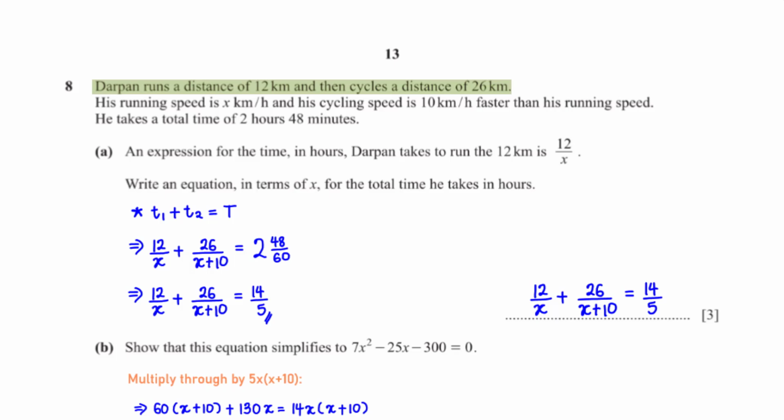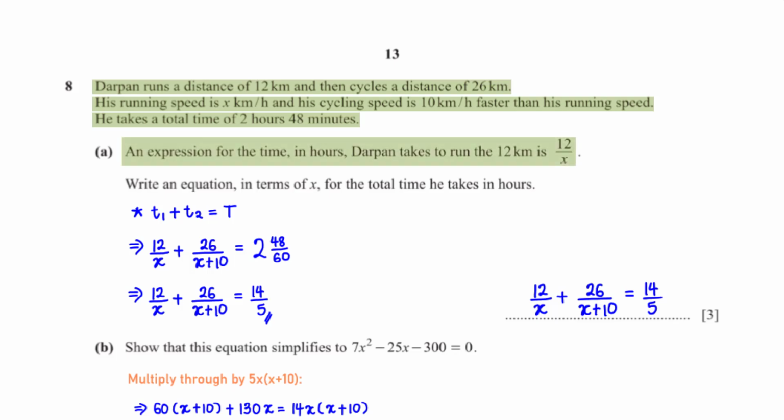Dapan runs a distance of 12 kilometers and then cycles a distance of 26 kilometers. His running speed is x kilometers per hour and his cycling speed is 10 kilometers per hour faster than his running speed. He takes a total time of 2 hours 48 minutes. An expression for the time in hours Dapan takes to run the 12 kilometers is 12 over x. Write an equation in terms of x for the total time he takes in hours.